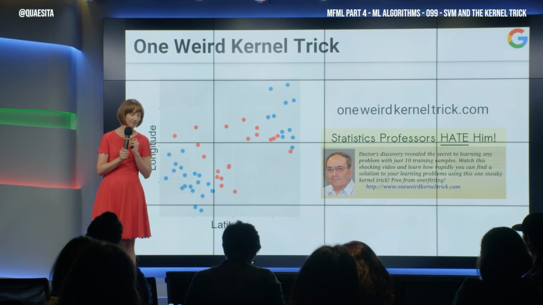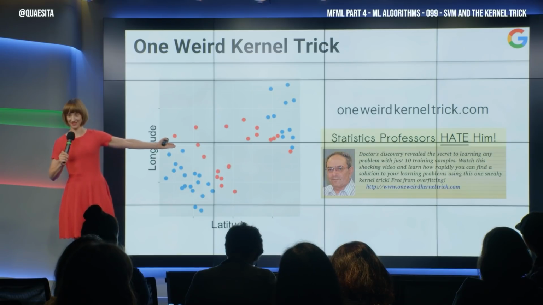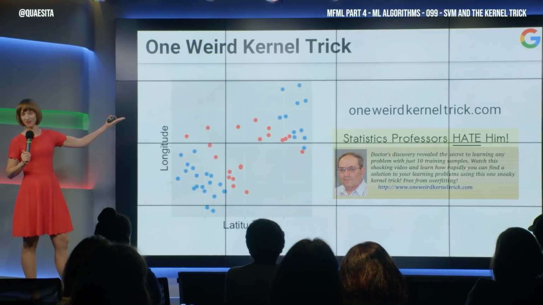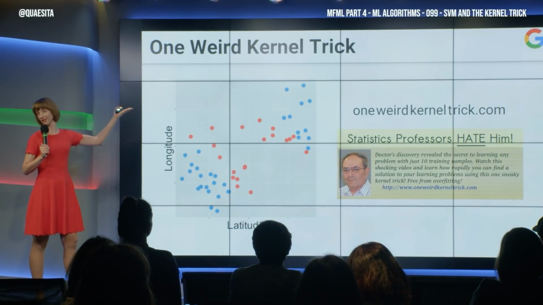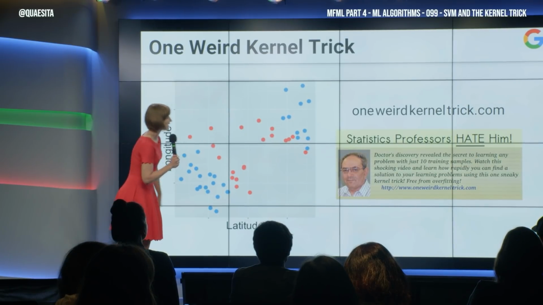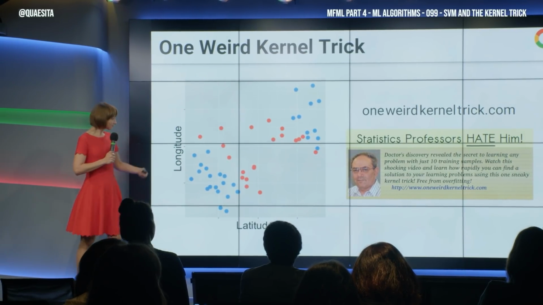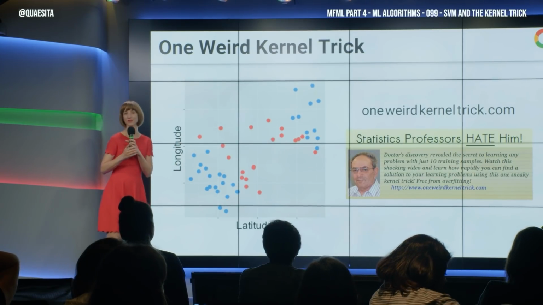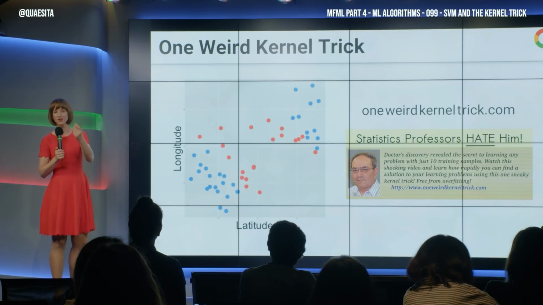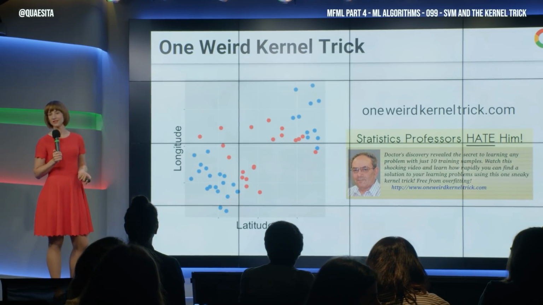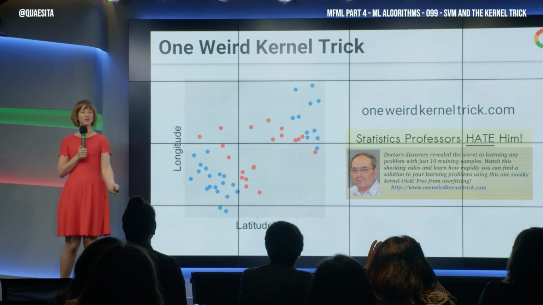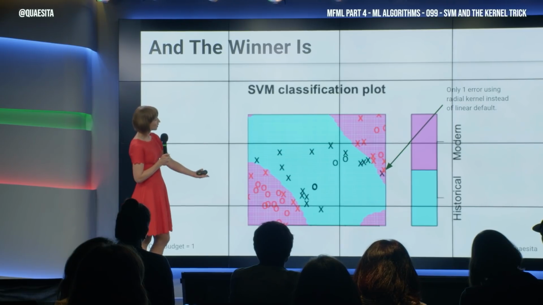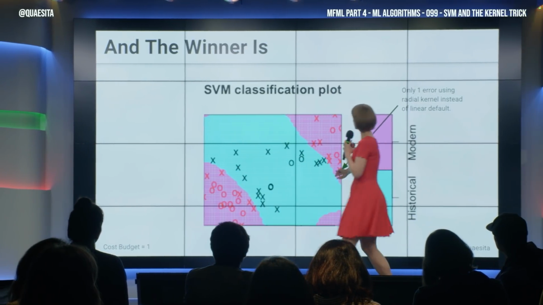oneweirdkerneltrick.com? And it turns out that there is such a website. And it is in fact run by someone with a sense of humor who has put real learning resources on there. That, for example, is Vladimir Vapnik, who's one of the co-authors of the original Support Vector Machines paper, and the other co-author is our head of research in New York, Corinna Cortes, and her face is also on there, along with a lot of other stuff you can go read if you're interested. So oneweirdkerneltrick.com. And when we do an SVM plot in R, we can see that we have much better training performance, only one mistake.